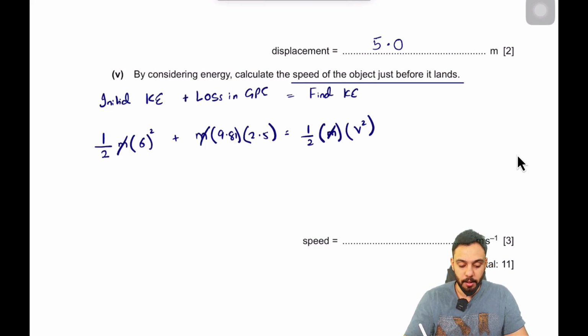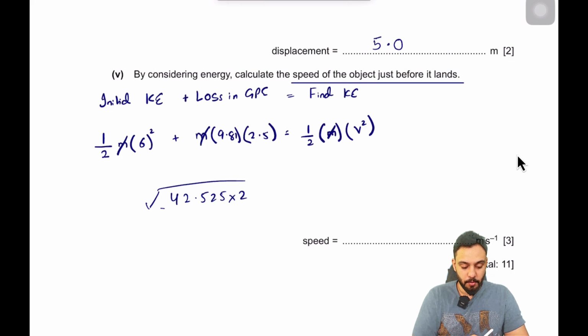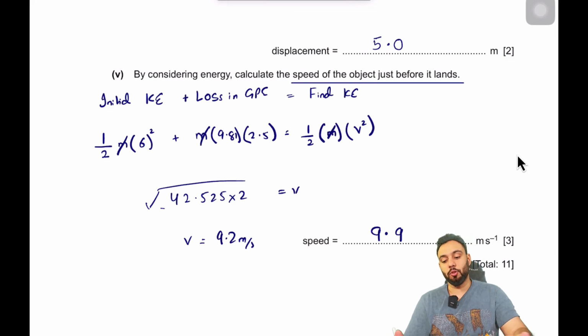So over here I'm going to get 42.525, times it by 2 and root the thing. You would get the speed as 9.2. So the final speed is going to be 9.2 meters per second. So that is going to be question number 2.